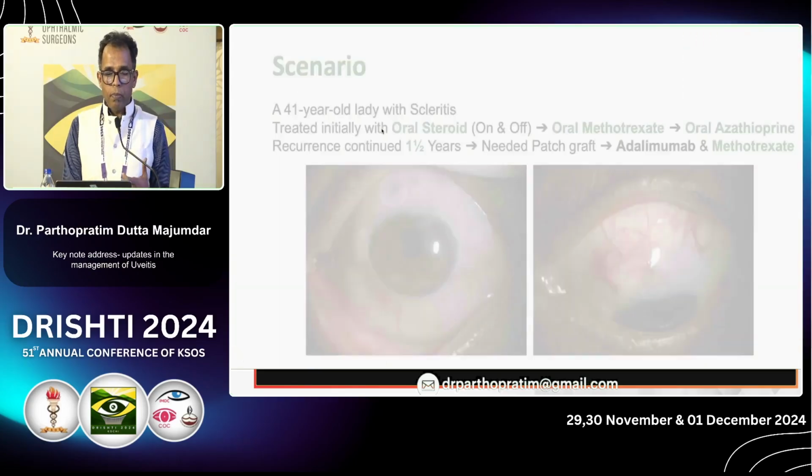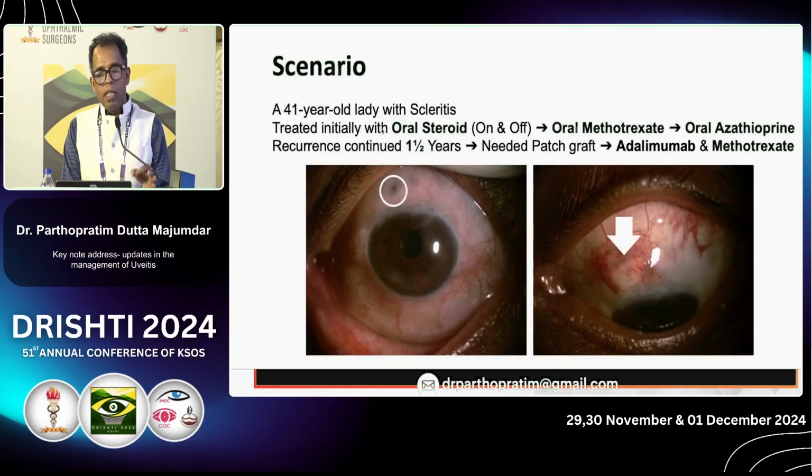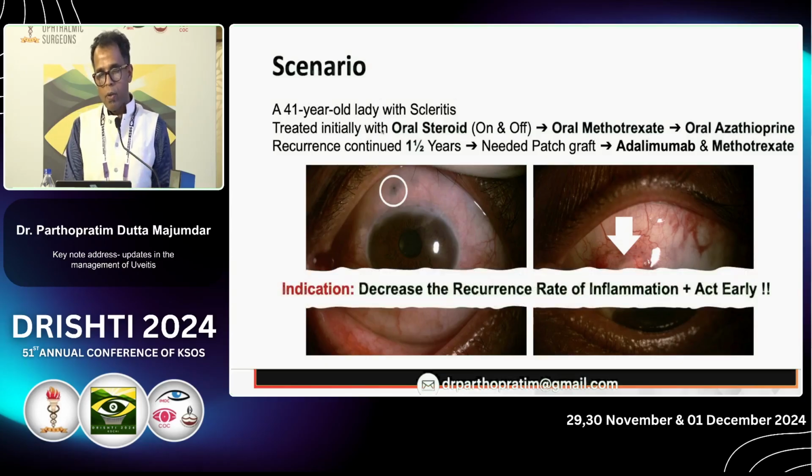these agents can be helpful. Now another scenario you see here, oral steroid and oral methotrexate were used, and this scleritis patient kept on getting recurrence, and there was almost perforation. So now in this perforation with active scleritis, you need to control the scleritis, and then only you can go for a patch graft. So biological can be a very useful alternative in this scenario. It decreases the recurrence rate of inflammation.